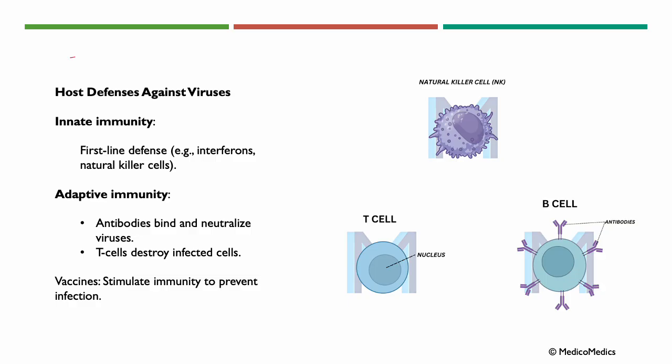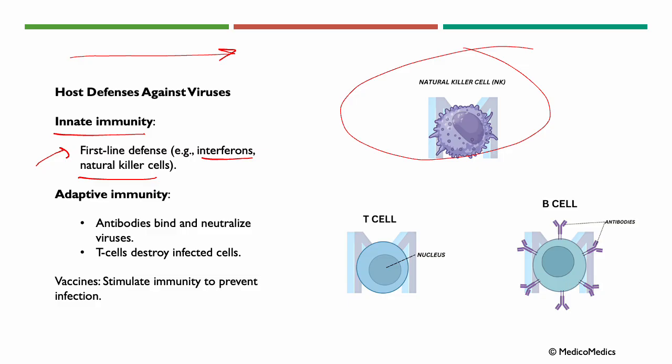Now, naturally, throughout evolution, our body has developed different ways to combat and defend against bacteria, against viruses, etc. So we have our innate immunity helping us against viruses. The first line of defense, for example, interferons and natural killer cells. When these fail, we have our adaptive immunity, whereby we have our antibodies that bind and neutralize viruses. And then we have T cells that help destroy infected cells.